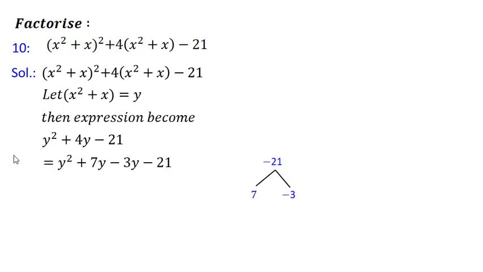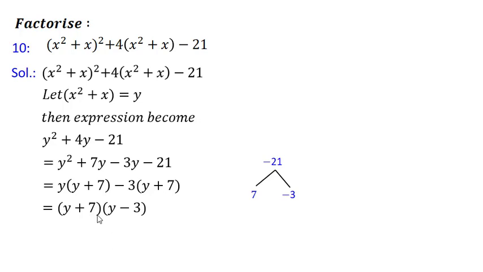So I will write this y square plus 4y minus 21 as y square plus 7y minus 3y minus 21. Now I will take y common from first two terms. I will get y into y plus 7. Now here I want y plus 7, so I take minus 3 common. So here also I have y plus 7. Now I take y plus 7 common. So in one bracket I have y plus 7, another bracket I have y minus 3.